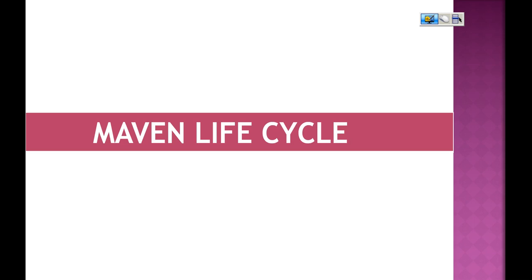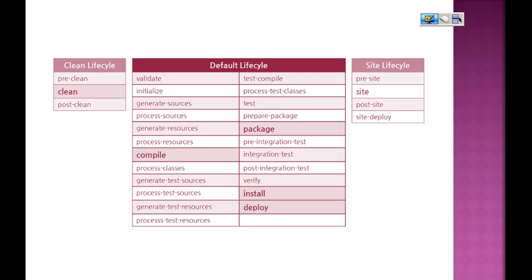Maven life cycle is a sequence of steps which are defined in a particular order to execute the task. Maven has three inbuilt life cycles: clean life cycle, default or build life cycle, and the third one is site life cycle. These are all built-in life cycles of Maven. Each life cycle is nothing but a sequence of phases.